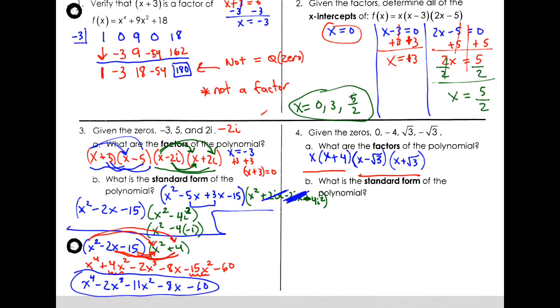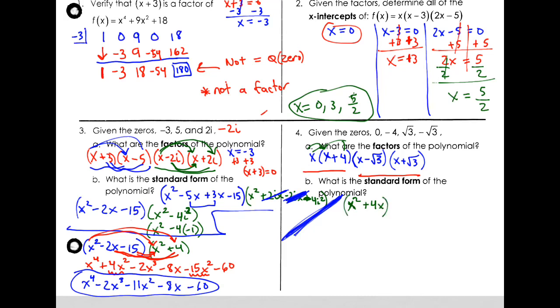We'll do this one in green. So x times x is x squared. X times 4 is 4x, positive 4x. That's good. Let's separate this so we don't get caught up with other stuff. Close parentheses.